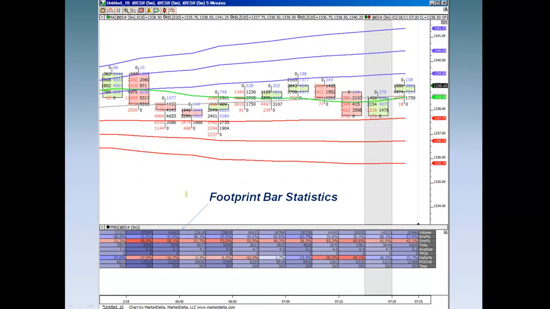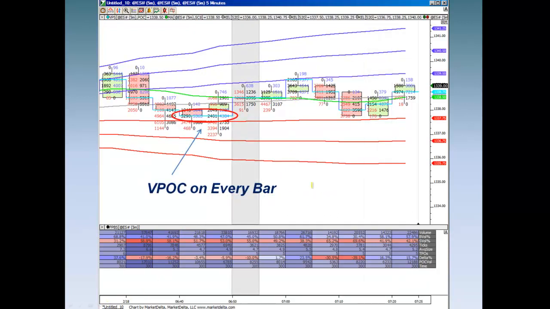Alright, the next indicator I like to add on my canvas is the footprint bar statistics. And you see that it gives us a lot of valuable data about every one of the bars. So that should be at the bottom of your chart. The next thing we want to include, and this is a very important part of the strategy, is the volume POC. And it should appear on every single bar. And you will see that if you use a light color, it will allow you to see some of the numbers a little bit better. Plus, it makes it visible for you where it is on the bar.